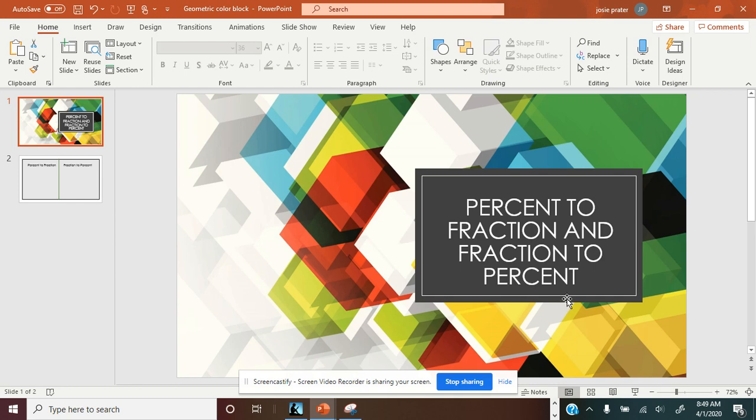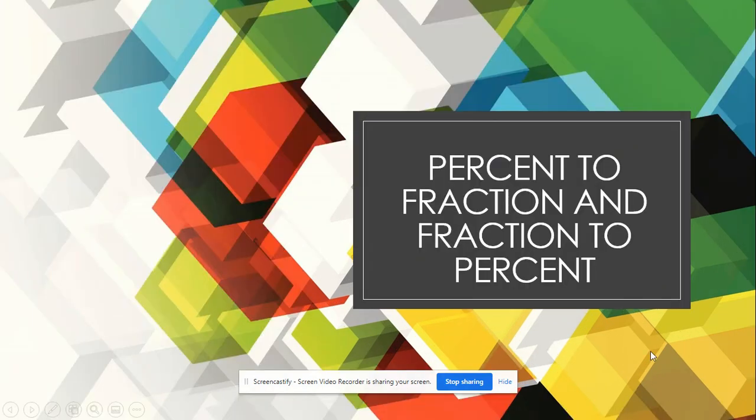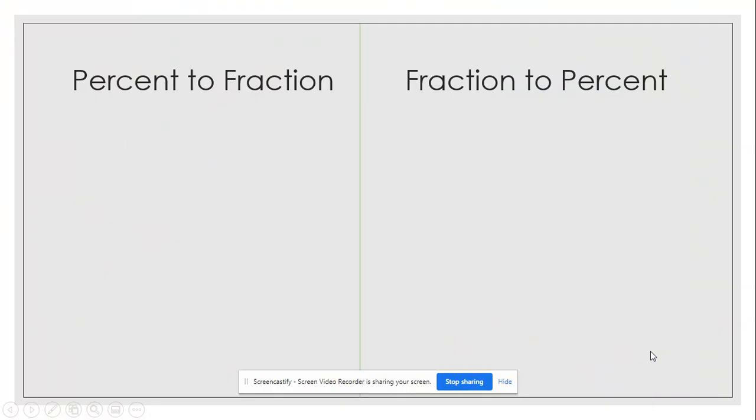Okay, hello everybody. I'm going to be teaching you how to convert percent to fraction and fraction to percent. So the first thing that I did for you is organize this lesson into two parts. So percent to fraction and fraction to percent.